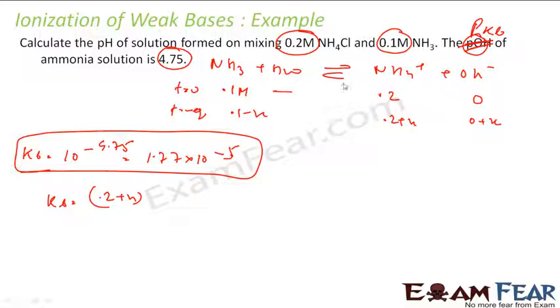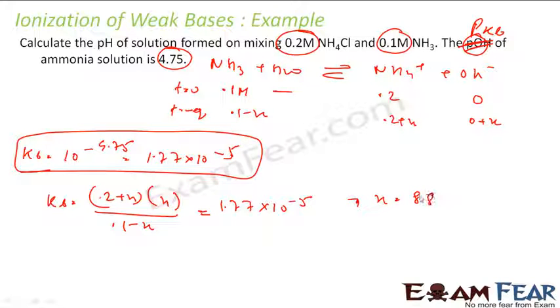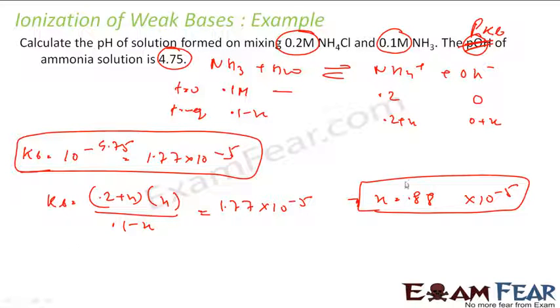0.2 plus x, that is the NH4 plus concentration, into x, that is the OH minus concentration, by the NH3 concentration, that is 0.1 minus x. And this value is 1.77 into 10 to the power minus 5. Correct? If you solve, you get x as 0.88 into 10 to the power minus 5. This is the value of x, and this is what I was looking for, because x is my OH minus ion concentration. With the OH minus concentration, I can find the H plus ion concentration very easily, that is 10 to the power minus 14 by the OH minus ion concentration, right?